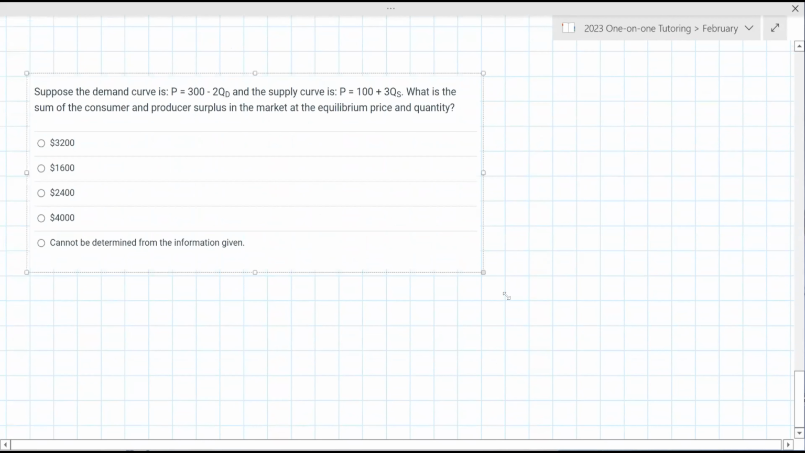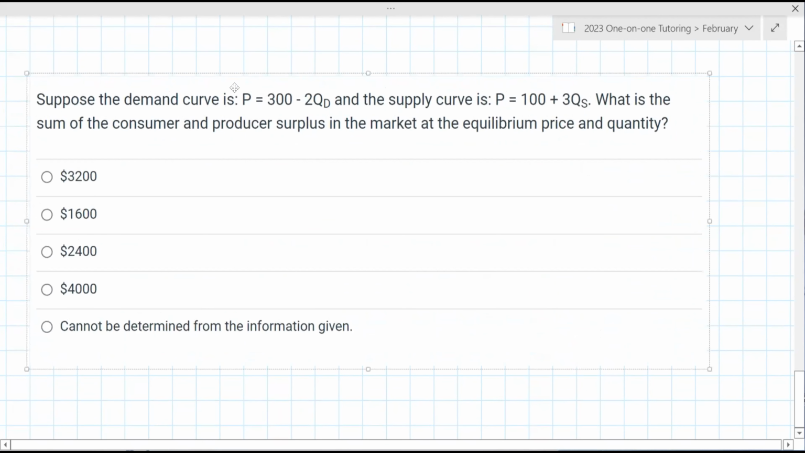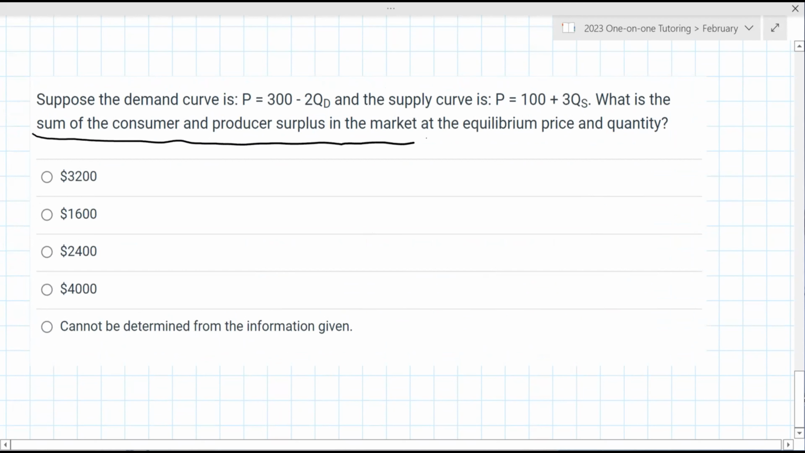All right, suppose the demand curve is P equals 300 minus 2Q and the supply curve is P equals 100 plus 3Q. What is the sum? Well, unfortunately, this one's looking for the sum of consumer and producer surplus in the market at the equilibrium price and quantity. So this one's a slightly different question. You still have to solve the two equations. We could do that now if you would like.